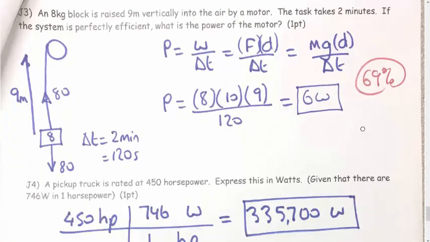And then next, an 8 kilogram block is raised 9 meters vertically into the air by a motor. So here's my motor, here's my block, and here's my 9 meters. Let's have a look. It's going to be a weight of 80 newtons. It takes 2 minutes for the system. If the system is perfectly efficient, what is the power of the motor? I'm assuming here that this thing is moving at a constant speed. And so if it's 80 newtons weight, it's 80 newtons as a lifting force.